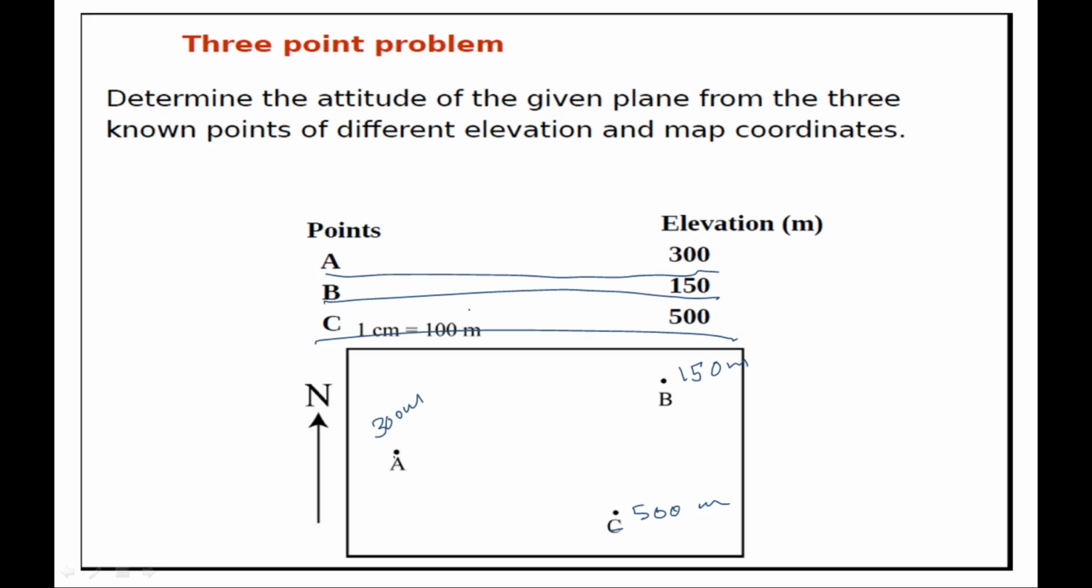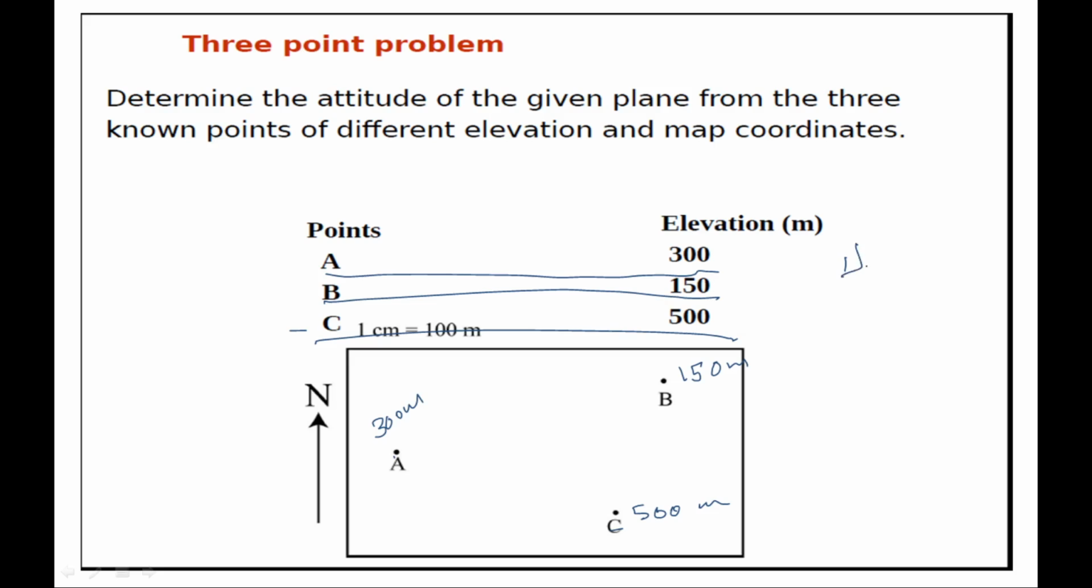B is having 150 meters, C is having 500, A is having 300. The previous case, that is 100 meter gap in each, like A, B, C I have taken. That was easy at that time. Now it is also easy, it is not so much difficult. Okay, so what you have to do, you have 3 points A, B, C.